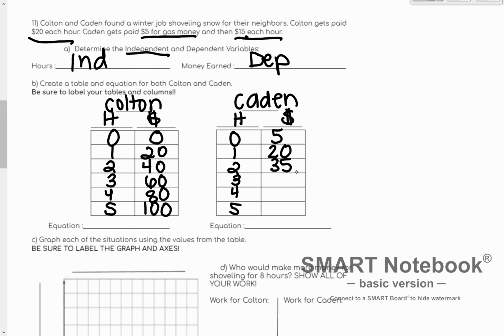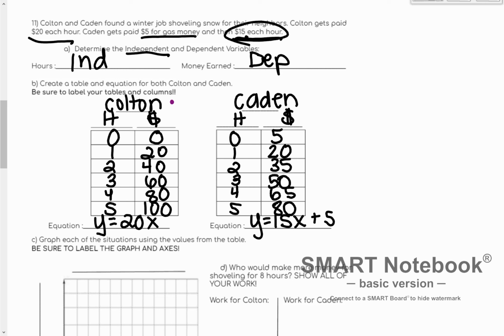And here we're just going to count up by 15s, because each hour that we add on, he's going to get $15 more, because that's how much he makes each hour. So here we'd be at 50, 65, and then 80. When we are writing the equations, Colton's equation will be y equals 20x. He's getting $20 each hour. Caden's equation would be 15x, because he's getting $15 each hour, plus the gas money, plus the $5.